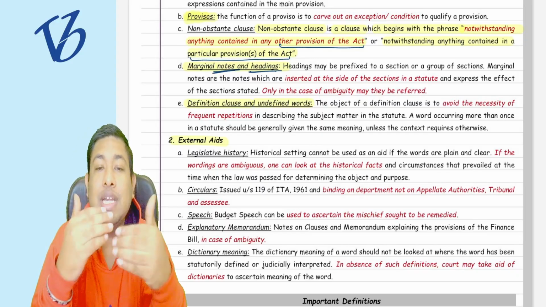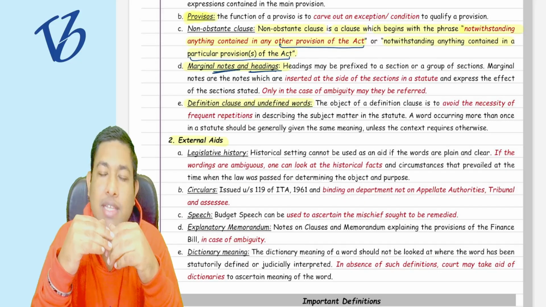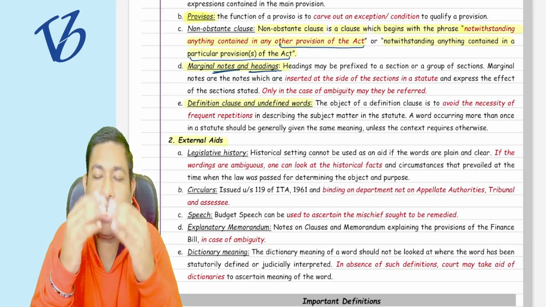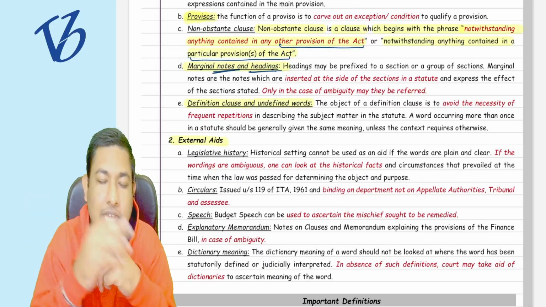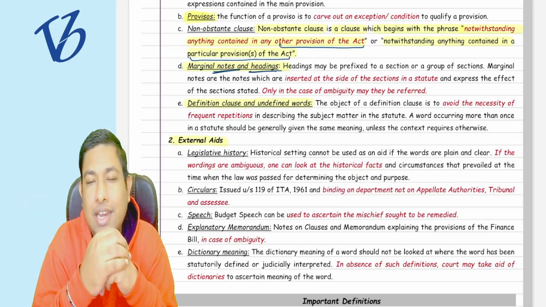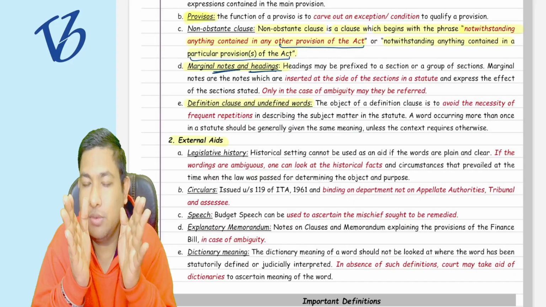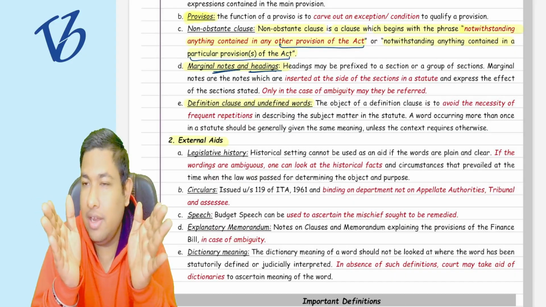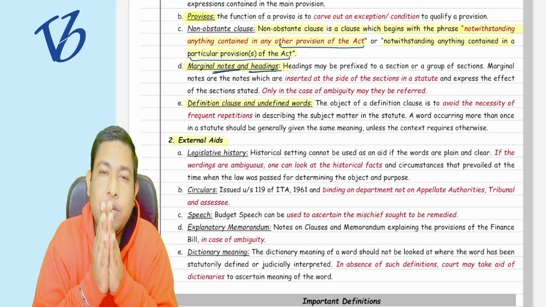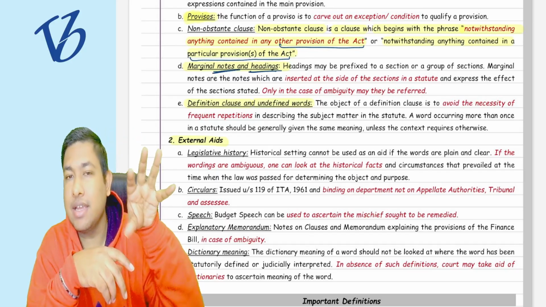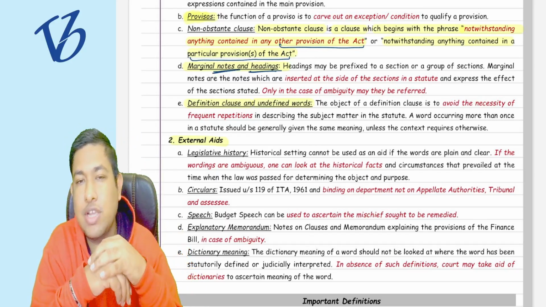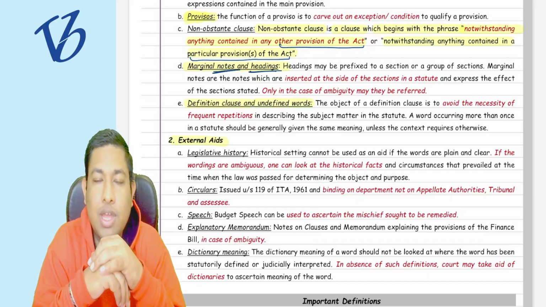So to avoid the repetitions, if we are going to explain each word again and again in every provision of the act, then it is going to be a bulky act. Okay, because there are so many repetitions. So to avoid the repetition, there are certain generic definitions given under section number 2.